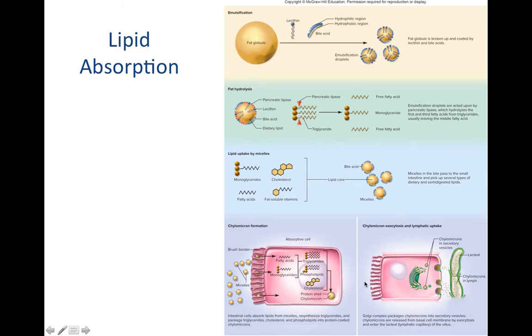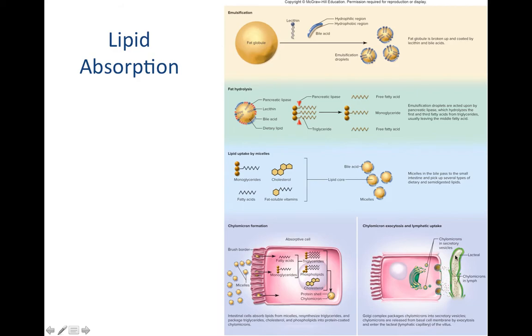And so once you've made your chylomicrons, they go through the Golgi apparatus. Remember, Golgi is kind of like your post office of the cell. It packages up whatever you need, and it sends it to the right place. And here are your chylomicrons in these vesicles, and they leave through exocytosis.